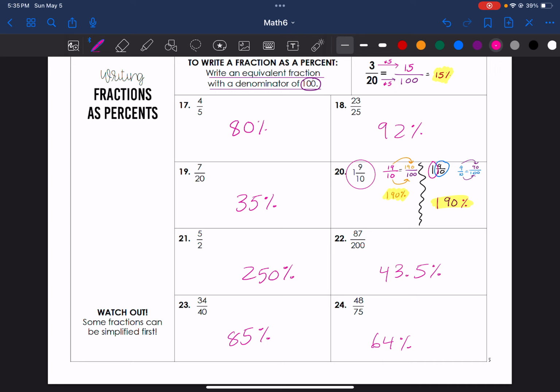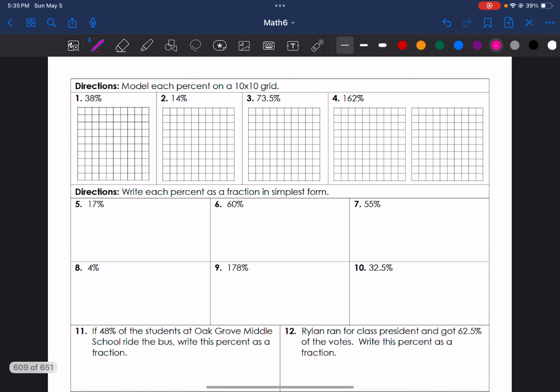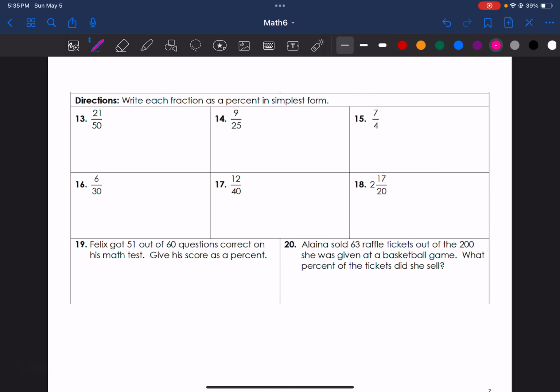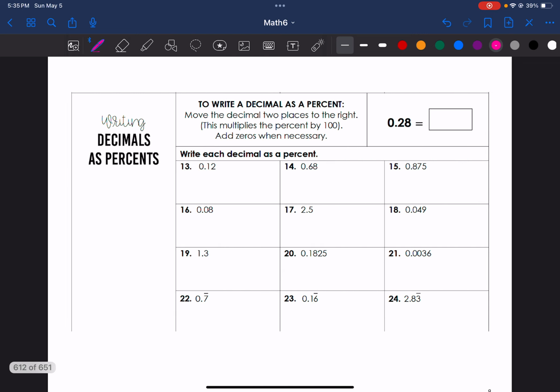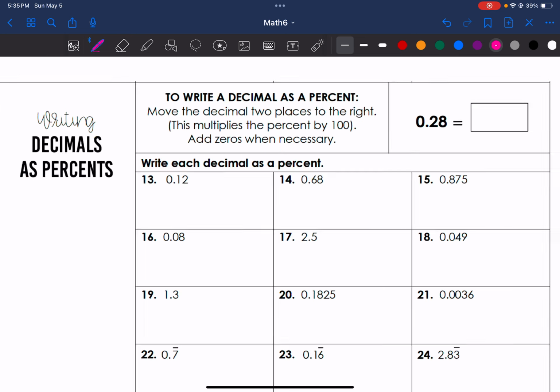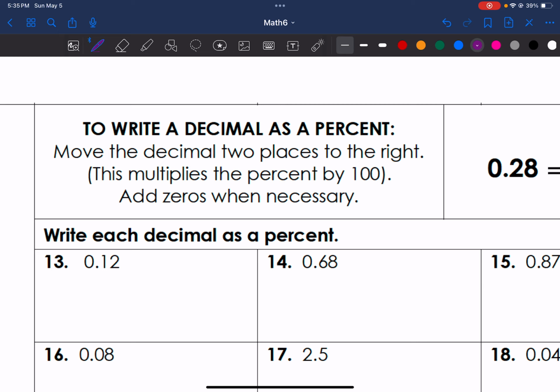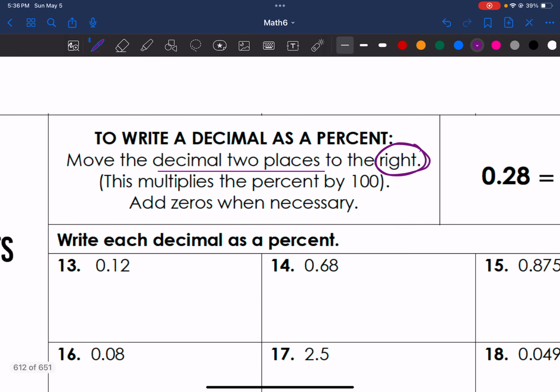We're going to go now, and if you want more practice, you can practice with page 7 here before we move on to writing our decimals as percents on page 9. So on page 9, when we're writing a decimal as a percent, you want to move 2 decimal places to the right. You want to go towards where you would write the percent symbol.